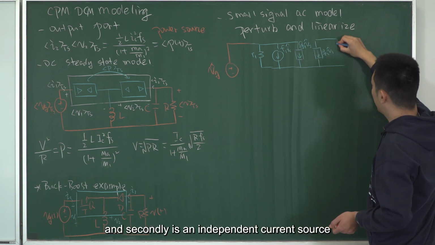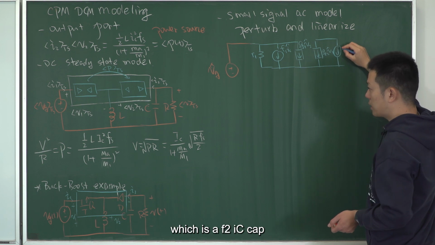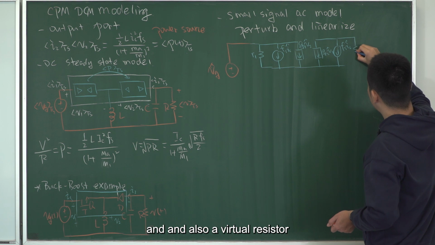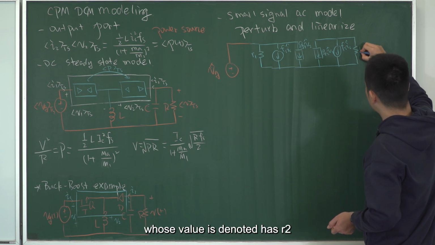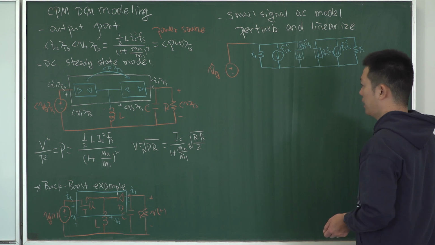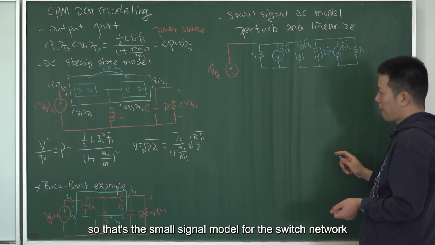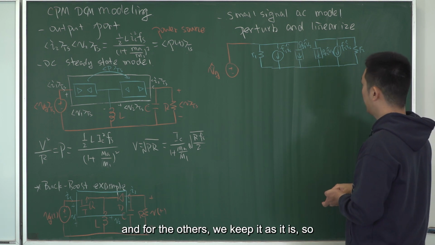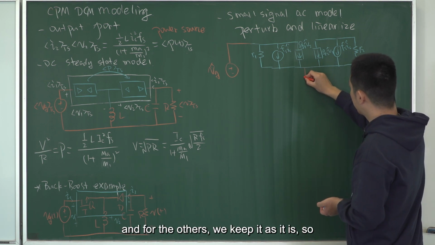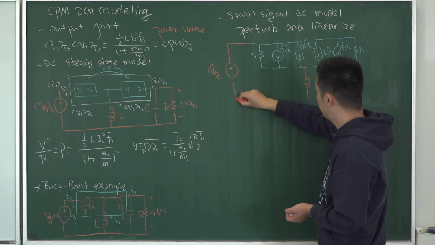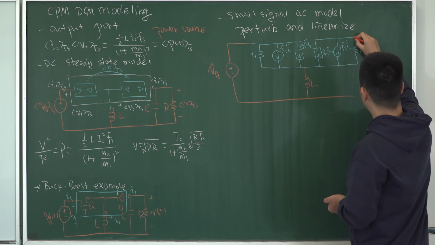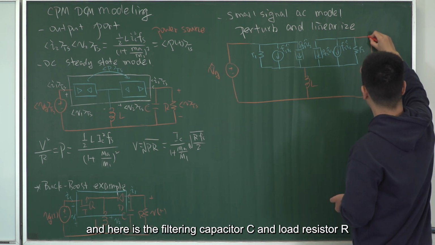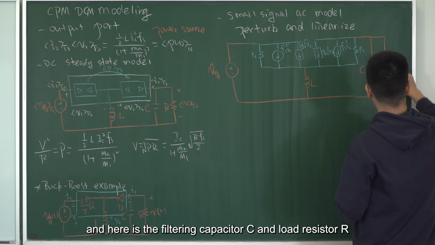And secondly is an independent current source, which is F2 IC cap, and also a virtual resistor whose value is denoted as R2. So that's the small signal model for the switch network. And for the others, we keep it as it is. So here is the inductor L, and here is the filtering capacitor C, and the load resistor R.